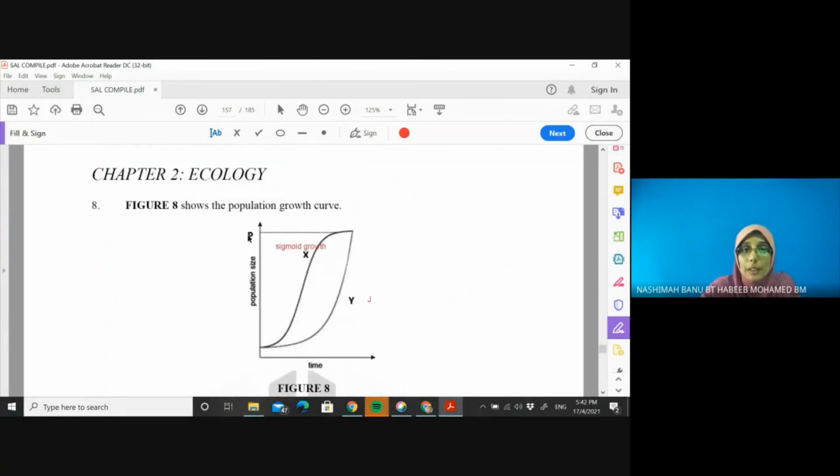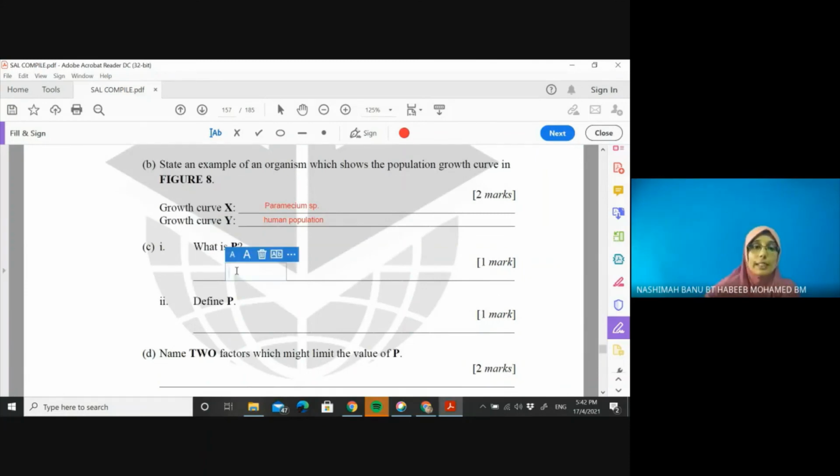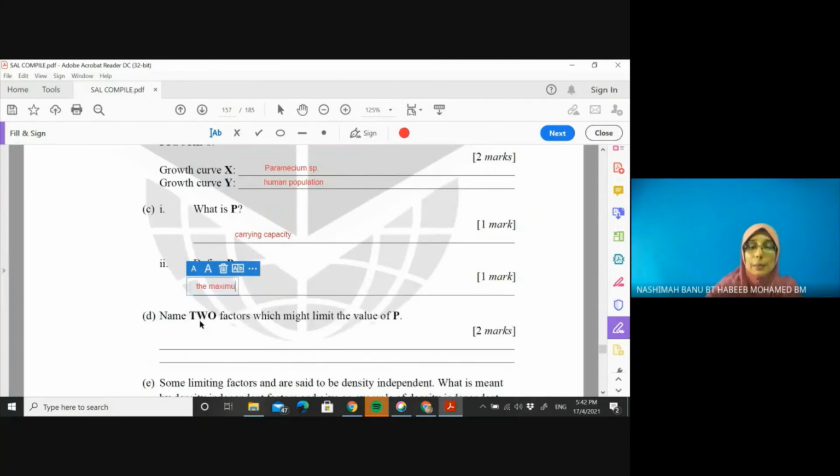What is P? Tengok balik, mana P? Nampak dia akan jadi limiting factor. So this one best known as carrying capacity. Define P. What you can understand by P? The maximum number of population size that can be supported by the available resources. Kat sini kita tak tahu apa benda yang available, food ke, space ke, jadi kita just buat secara umum available resources.